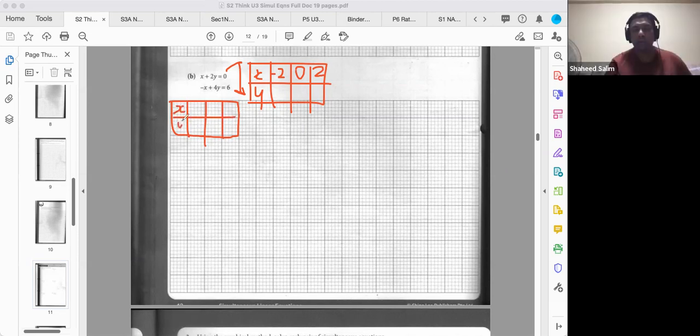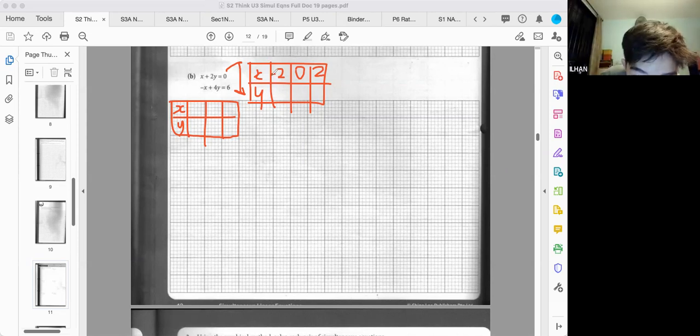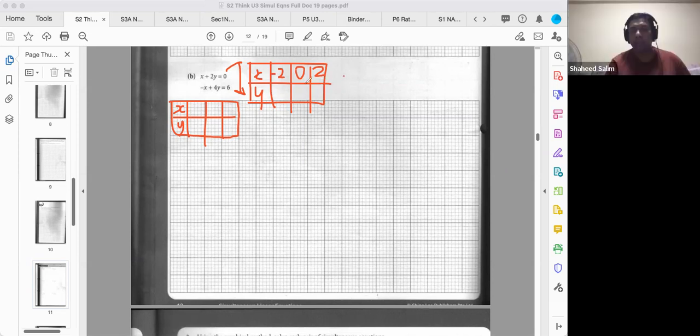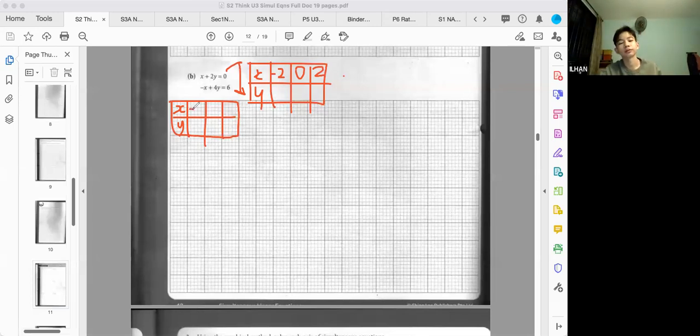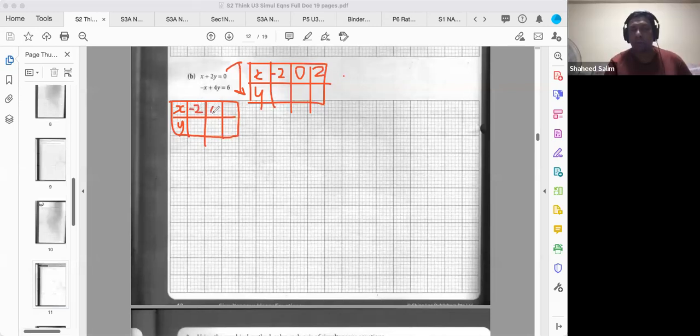What do you call this thing that we are doing? This is a table. You know this table, right? Yeah. The table of coordinates, coordinates means the points in the graph.